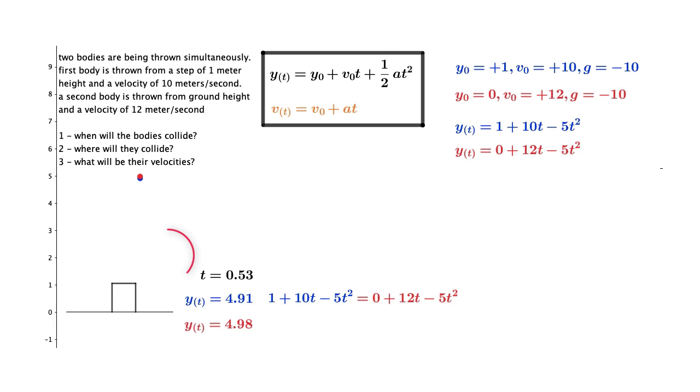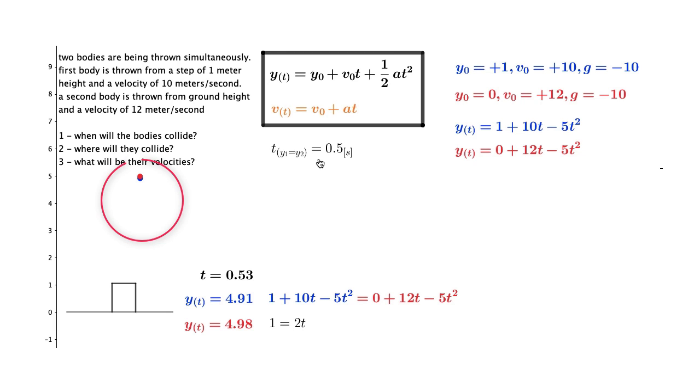We want to solve for t, so we want to isolate t on one side and any constant terms on the other side. First of all, we can get rid of the 5t squareds, because if you add 5t squared to both sides, it just cancels. Now we just want to put the t terms on one side. So 12t minus 10t gives us 2t, and then 1 minus 0 is obviously 1. And so we get 1 equals 2t, or t equals 0.5.